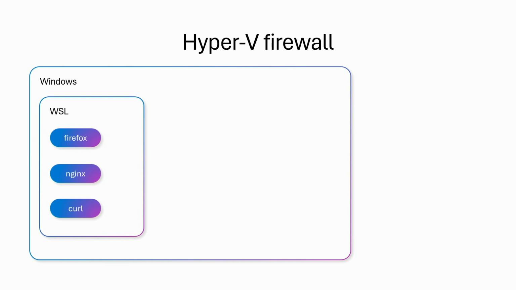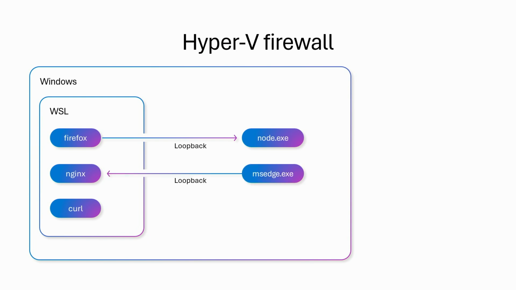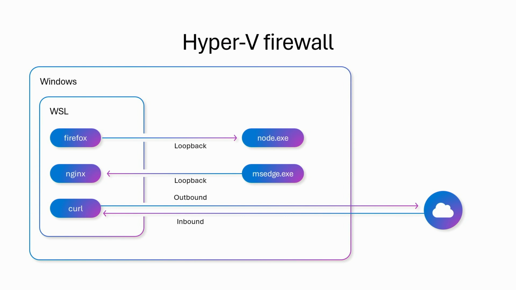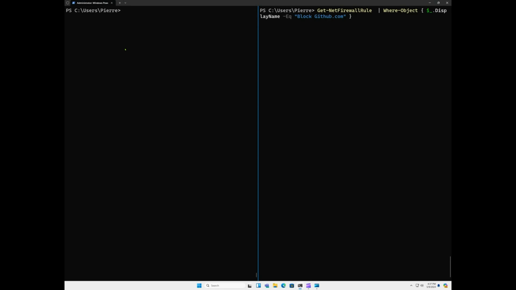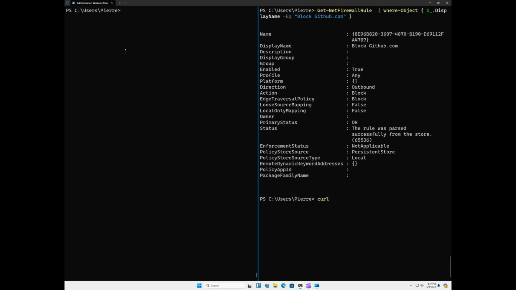So in Hyper-V Firewall, there are three types of network traffic. We have loopback traffic, which is traffic coming between a WSL process and a Windows process. It goes both ways. We have outbound traffic, when packets leave the machine coming from WSL. And we have inbound traffic, which is the other direction. With Hyper-V Firewall, you can control what rules apply to all of these three types of traffic, and you can create rules in a very similar way to what the Windows firewall settings allow you. Let's look at what this looks like in practice. So here we have a test machine with a Windows firewall rule that's going to block github.com.